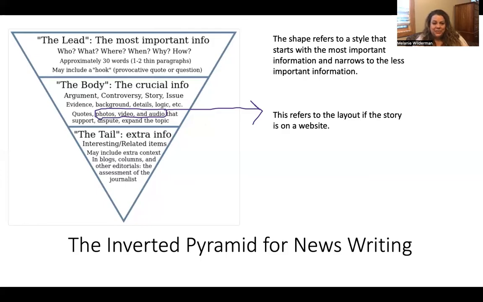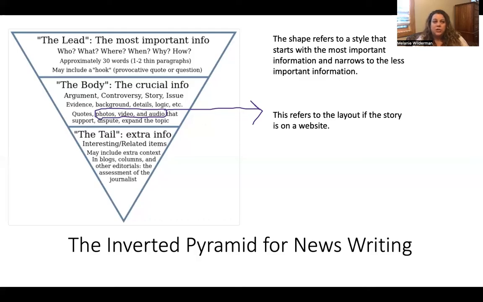The end of the inverted pyramid is sometimes referred to as the tail. This is information that is interesting and relevant, but if you had to cut it, the story could still stand on its own. Now that stems back to print media days where you really had limited space in a newspaper, and editors like to cut from the bottom of a story. And so it wasn't a difficult thing to do to cut a story down.